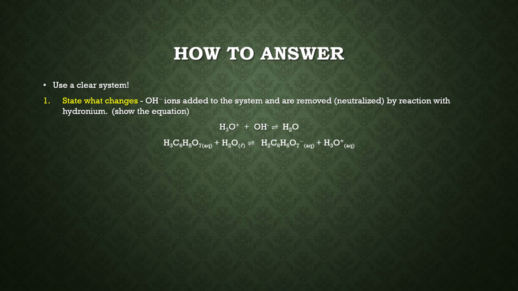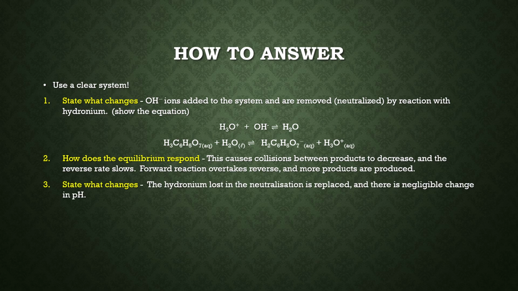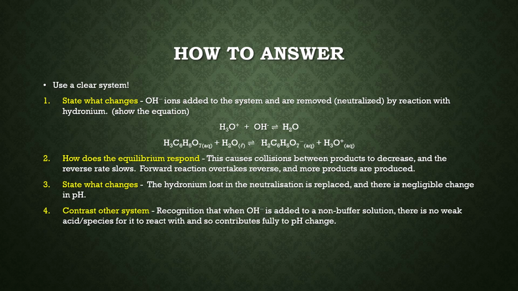And then show your buffer system. How does the equilibrium respond? This causes collisions between the products to decrease, and the reverse rate slows. The forward reaction overtakes the reverse, and more products are therefore produced. State what changes. The hydronium lost in a neutralization reaction is replaced, and there's negligible change in the pH. And this is the fourth bit, which is what is often missed in the WACE: contrast to the other system.